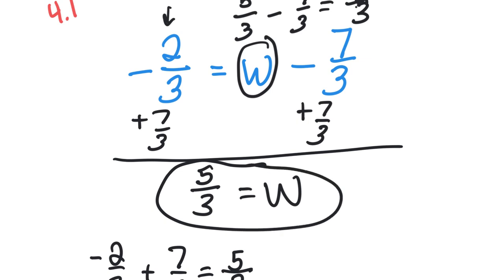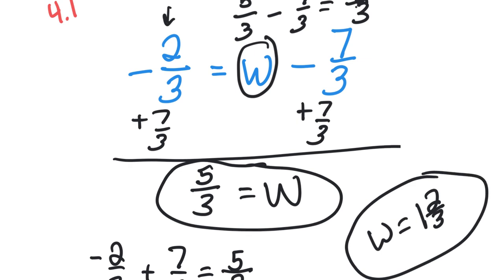W equals 5/3. You could also say W equals 1 2/3 if you want to change it into a mixed number instead of an improper fraction.